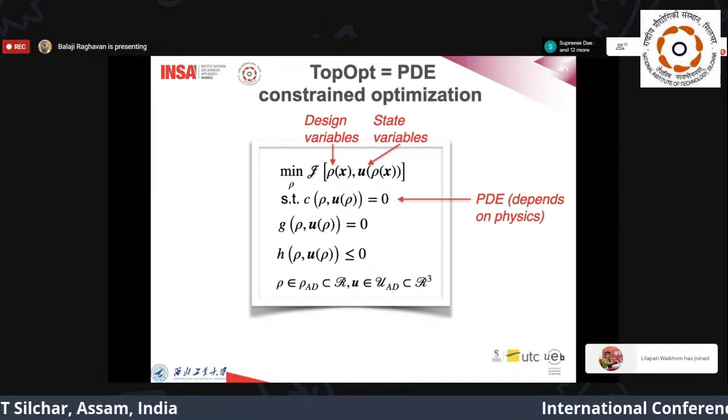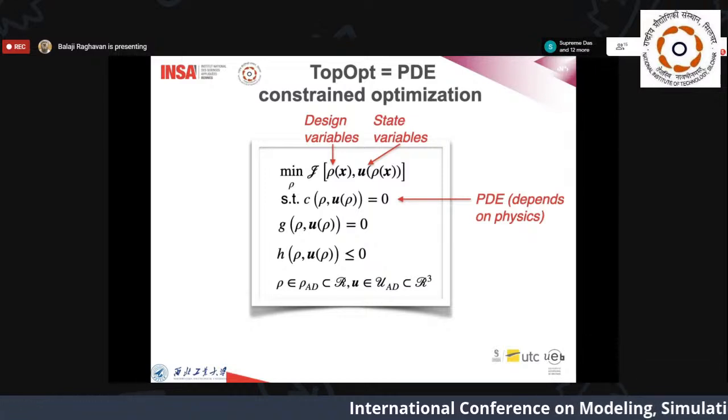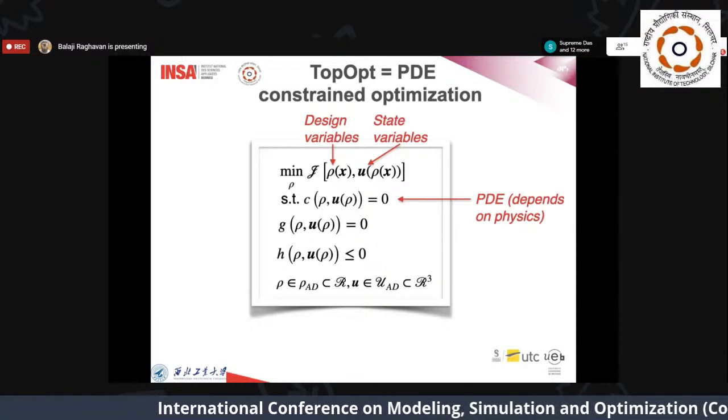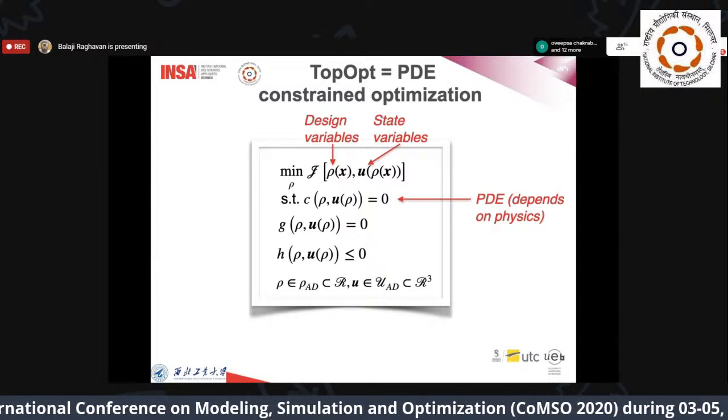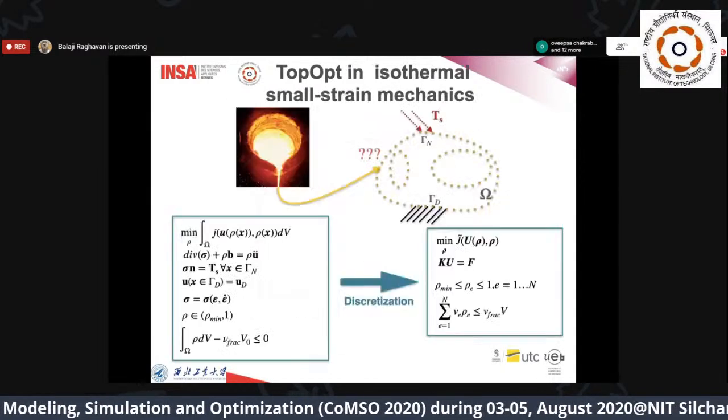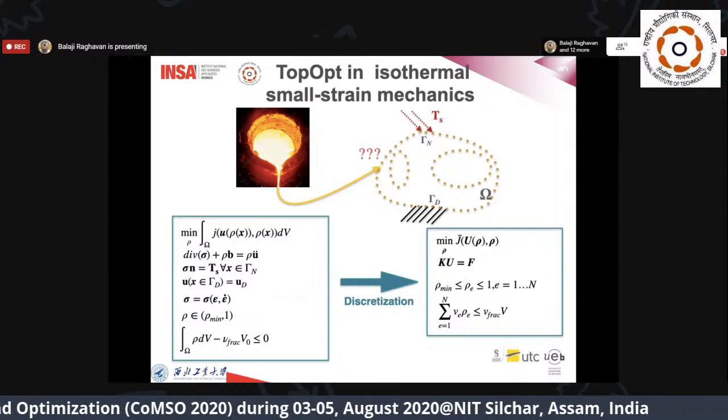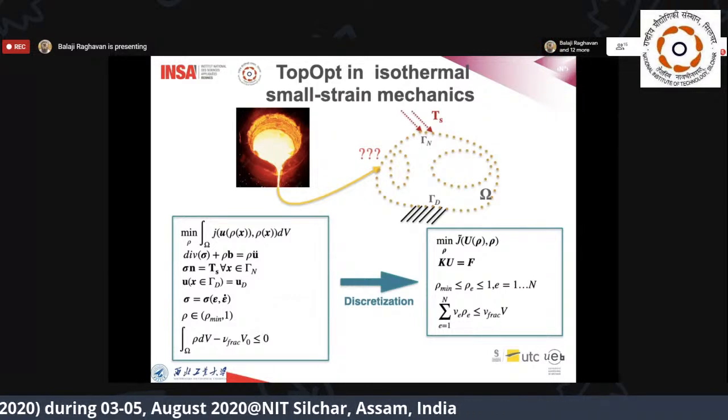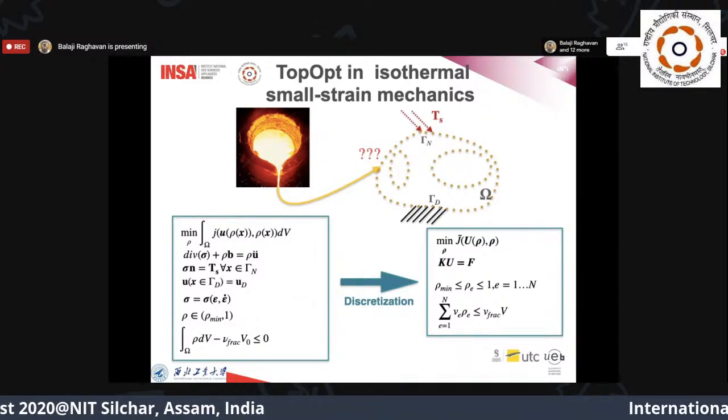This is very, very, very general. You have a variety of other constraints, which could be volume constraints. In mechanics, you could have stress constraints, for example. This actually looks a lot better when we start focusing on a certain field. Now, this is something which mechanics people are more familiar with.